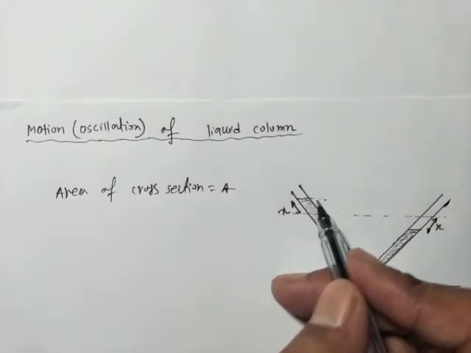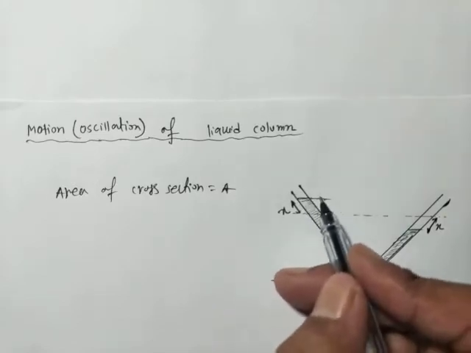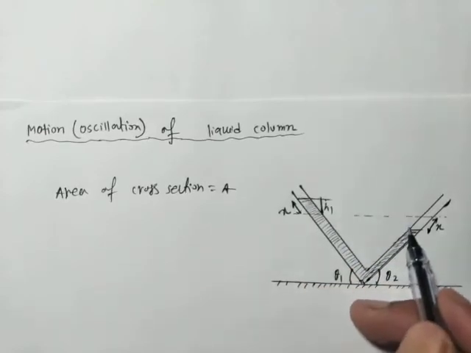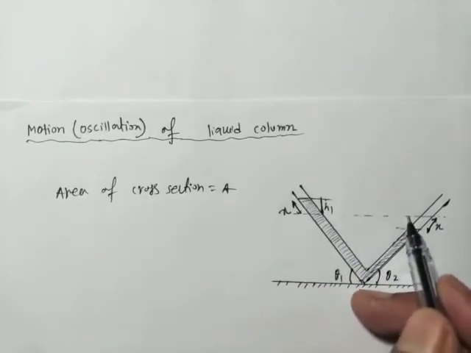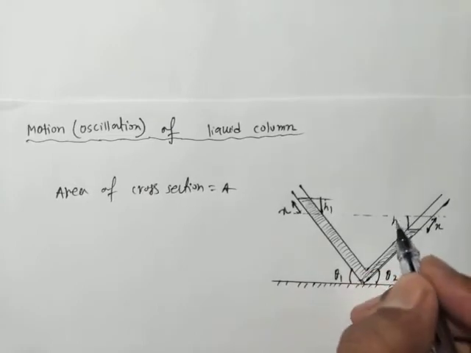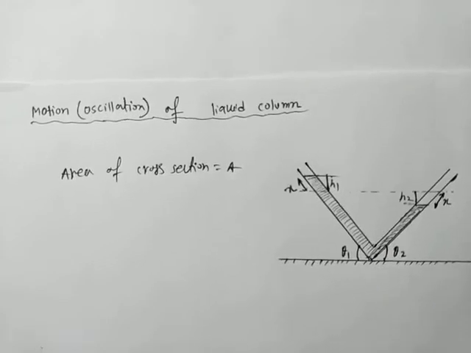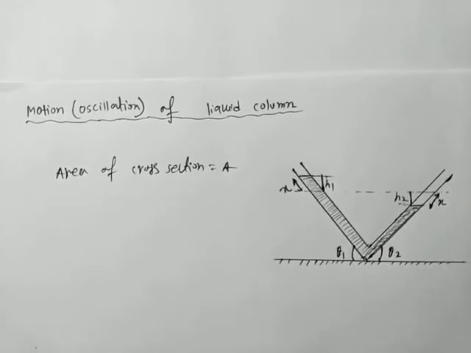Let me say this as h1, and similarly this as h2. So a height difference will arise, and due to the height difference there will be a pressure difference, and due to this pressure difference a restoring force will come, and due to the restoring force the liquid column will oscillate. To find the time period of this oscillation, let me first calculate the restoring force.